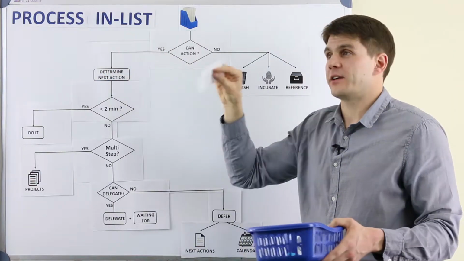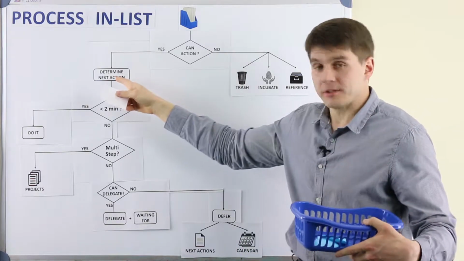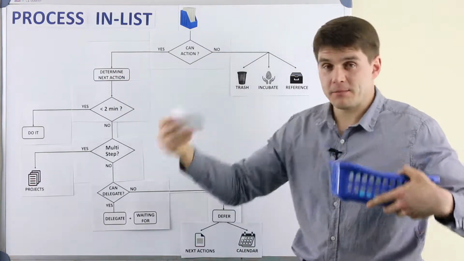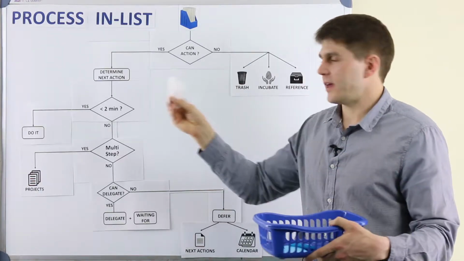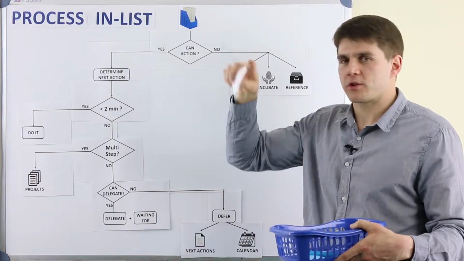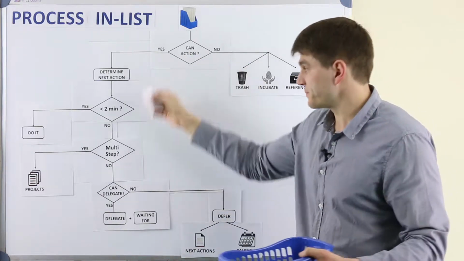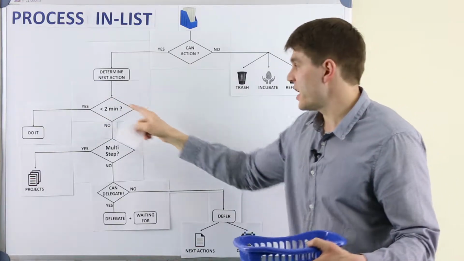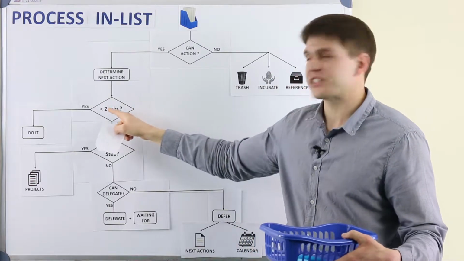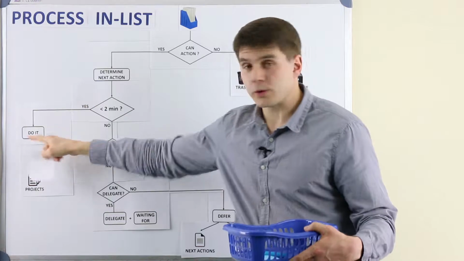It can't be just a word saying cat picture. So the next action must be visible and must be physical. You must know how to do it. So you say, instead of having the word cat picture, you just say send the picture to grandma or something like that. And then you evaluate it. Once you know what the action is, you evaluate it. And if it takes less than 2 minutes, yes, you do it.